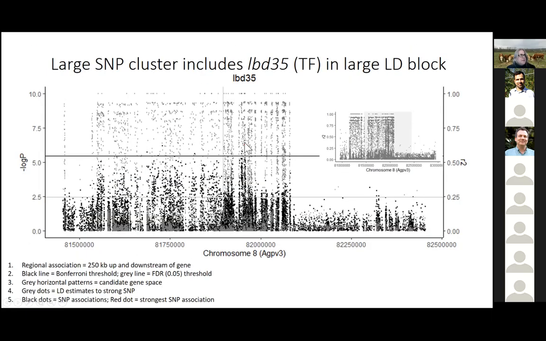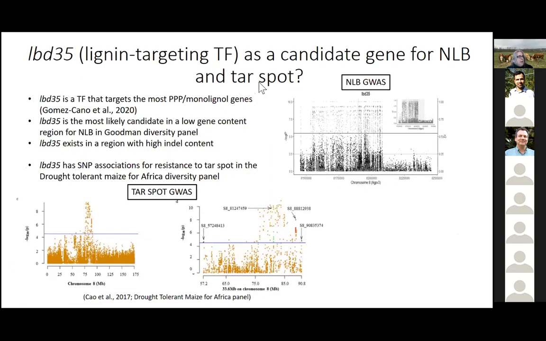I think LBD is a fascinating target because, based on the Gomez-Cano et al. paper, it's a transcription factor that targets the highest number of monolignol phenylpropanoid genes of all the 40 transcription factors that they tested. This LBD35 targets the most lignin-related genes in that pathway. On top of that, even though it's the most compelling gene, it needs to be proven.